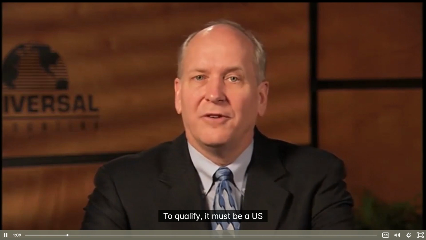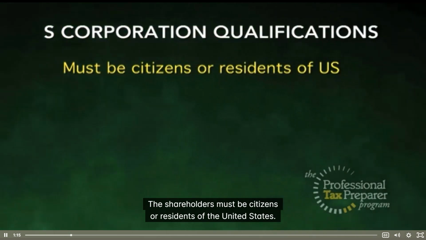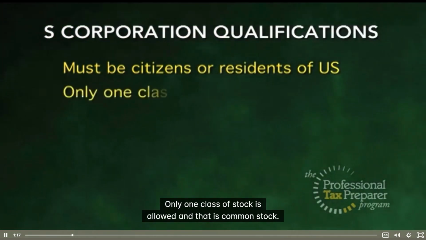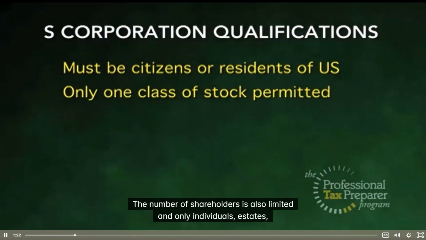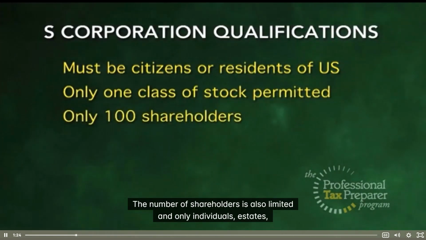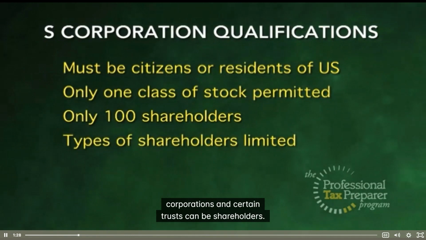What are the S corporation requirements? To qualify, it must be a U.S. corporation. The shareholders must be citizens or residents of the United States. Only one class of stock is allowed, and that is common stock. The number of shareholders is also limited, and only individuals, estates, corporations, and certain trusts can be shareholders. Partnerships and S corporations cannot be shareholders in an S corporation.